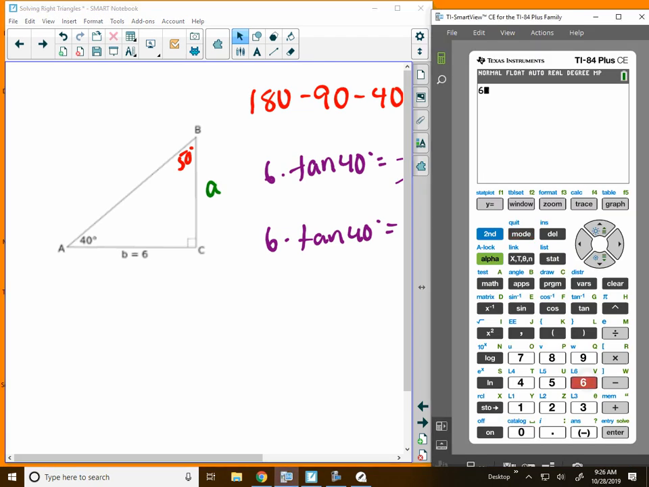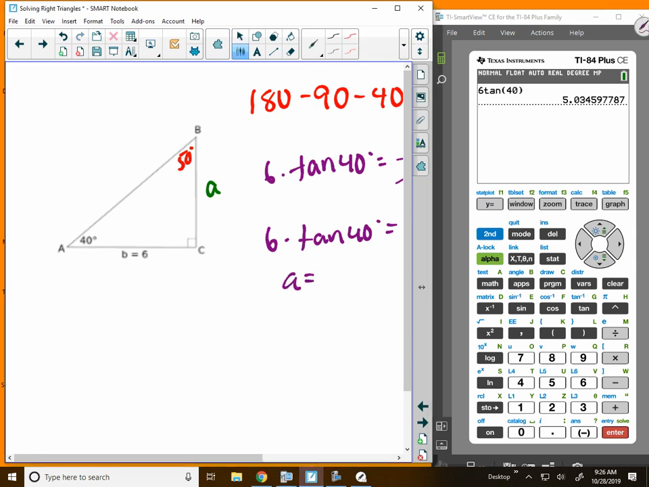We're ready to go. 6 tangent 40. You should get 5.03. If you did not, raise your hand and I'll help you out. You probably were in the wrong mode or something. Any issue? All right, so that tells us that side A is 5.03. And in this case, we're going to have units because there's no label.